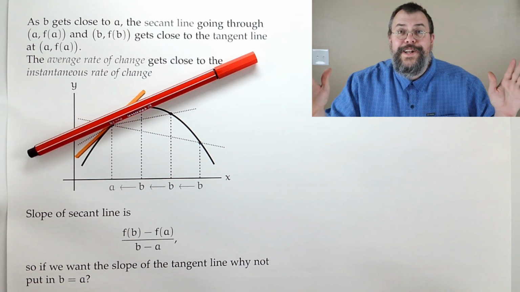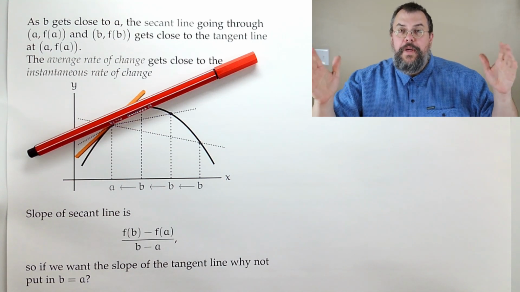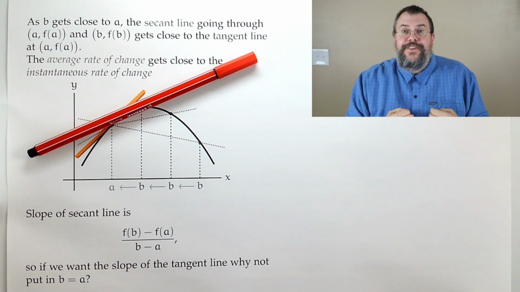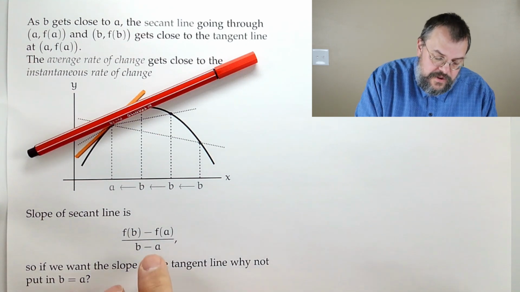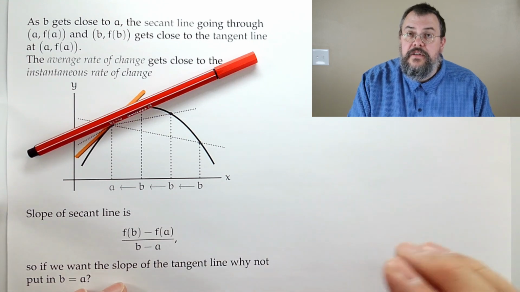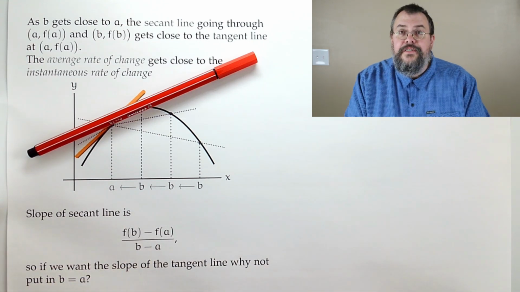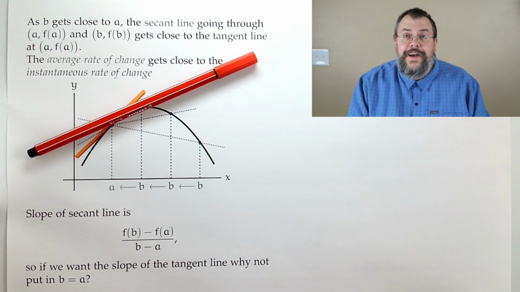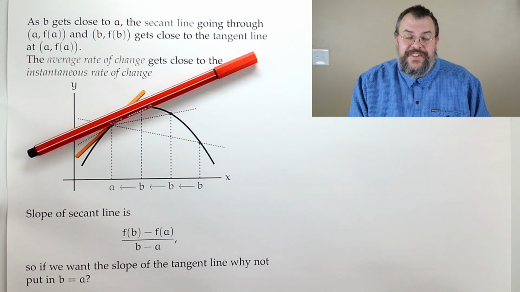Well, why not just put in b equals a? That would be the best. That's the closest you can get. You can't get any closer than being right there. Well, let's see what happens. f of a minus f of a, 0. a minus a, 0. 0 over 0.